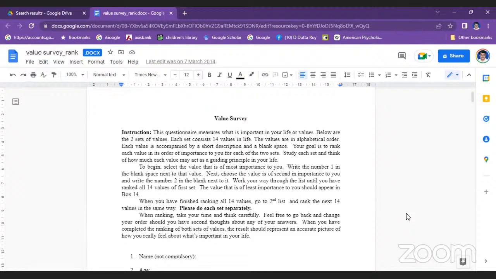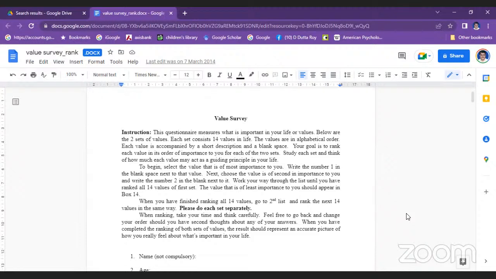Okay. So is it clear? That is the purpose of this questionnaire and how to respond to this questionnaire. Yes, sir. So can anybody tell me how many values are there? 28. How many values are there total? 28 values. Okay, correct. And how many sets are there? 2 sets. Correct. 2 sets are there, and each set includes 14 values.